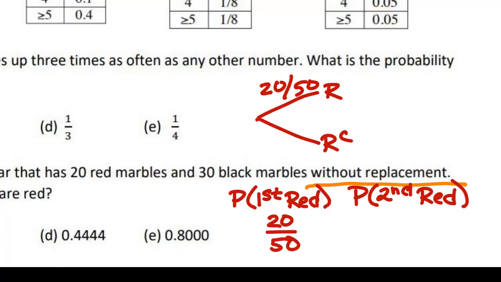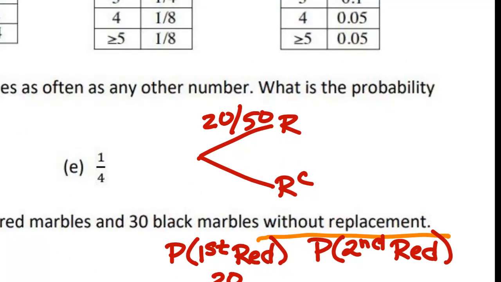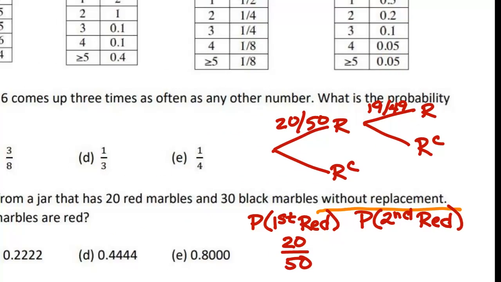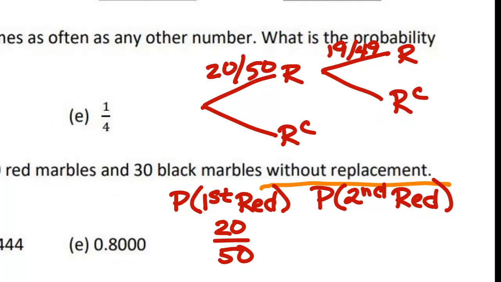Am I putting that marble back? No. So assuming I did pick out a red marble the first time, what's the probability I pick out a red marble the second time? 19 out of 49. There's only 49 marbles left in the jar because I took one out and I didn't put it back. That's what that without replacement means. And we are assuming that I did get a red marble the first time. So 19 out of 49.